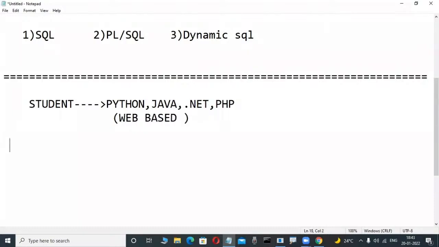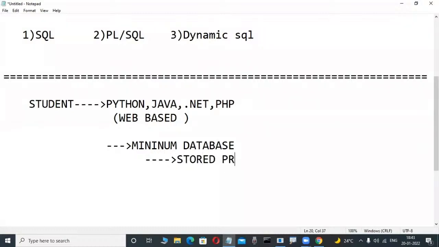Minimum knowledge of the database. Why? Because suppose Java programmers use JDBC on the project side, and compulsorily they are using a database, these relational databases. .NET programmers have ADO.NET, and they are using these databases too. In those databases, minimum knowledge means stored procedures, a regularly used concept.